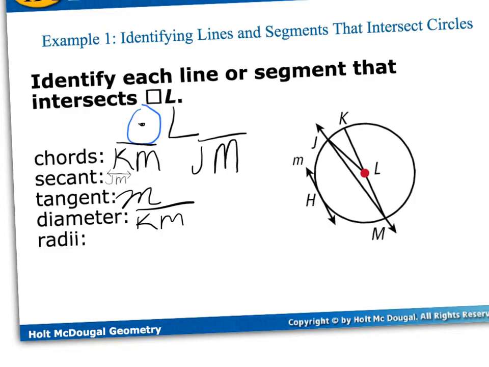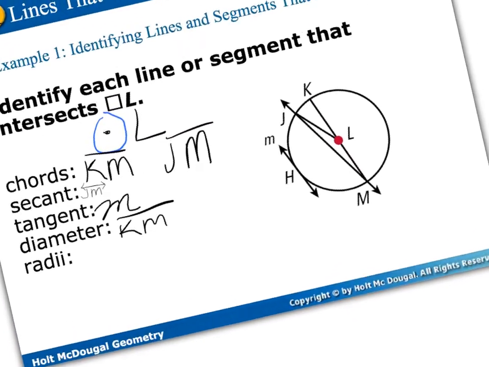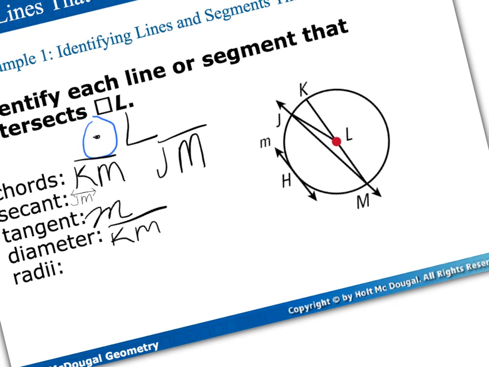All right, now we want the radii. Radii is the plural form of radius. And basically all we're going to do is look at how many lines start at the center and stop on the circle. So I see 1, 2, 3. So we have 3 radii. We have KL, JL, and LM.